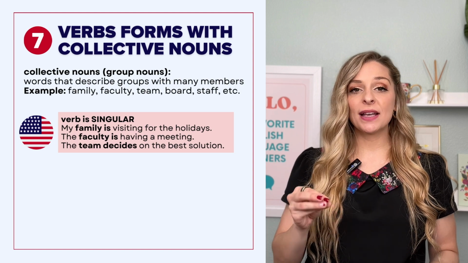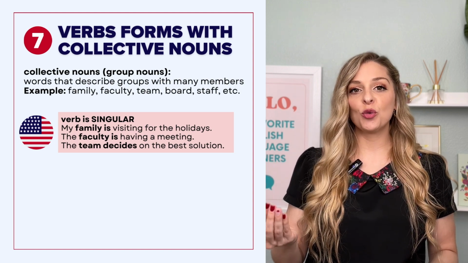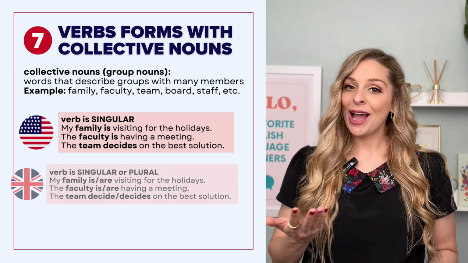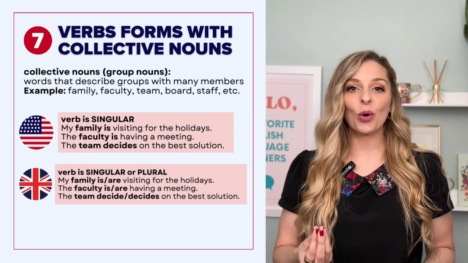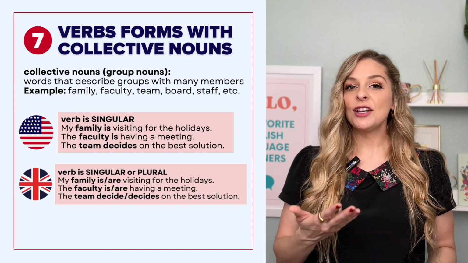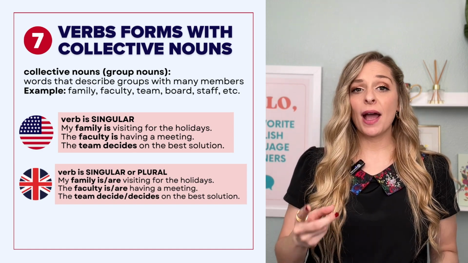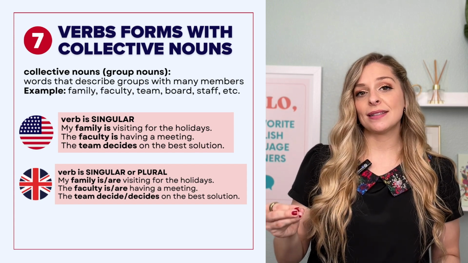Even though the group has individual members, we see it as a whole group, and that group is one thing, which is why we use the singular verb. However, in British English, you actually can use either the singular or the plural form of the verb. And it really depends on what you want to emphasize, whether you are viewing the group as one single unit or if you are thinking about each person as an individual.